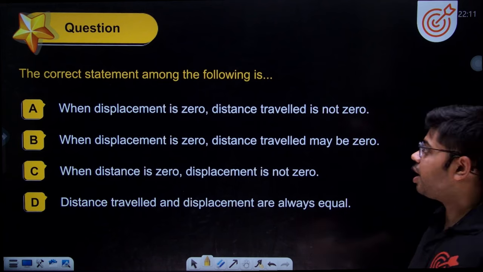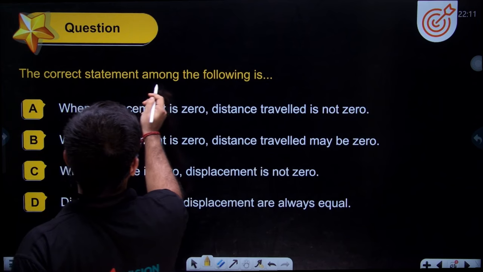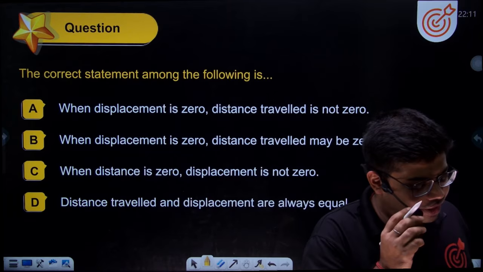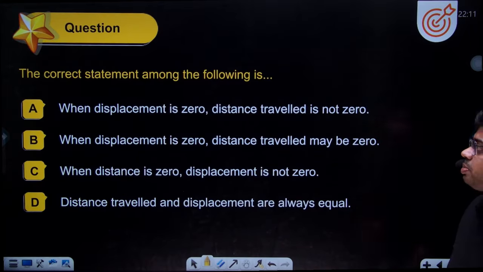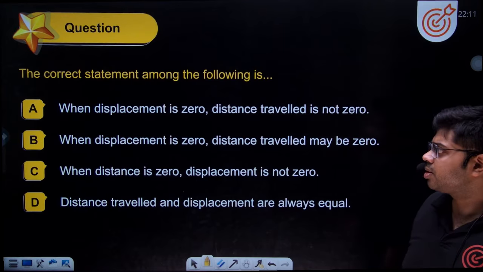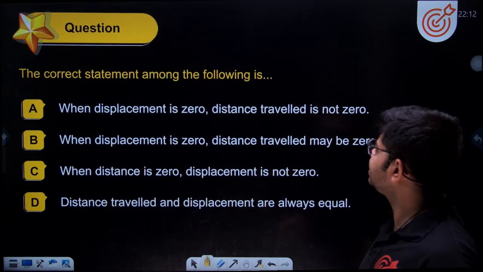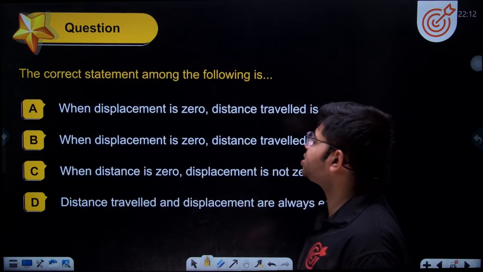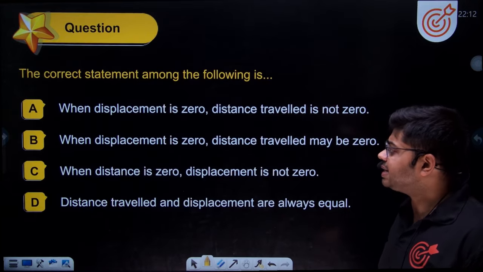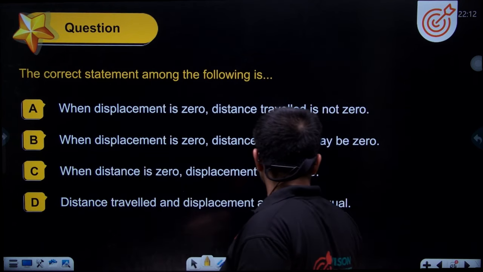Okay. Now there is a statement and it has been asked which is the correct statement among the following. We need to read it very carefully. First, when displacement is 0, distance travelled is not 0. Second, when displacement is 0, distance travelled may be 0. Third, when distance is 0, displacement is not 0. And fourth, distance travelled and displacement are always equal.